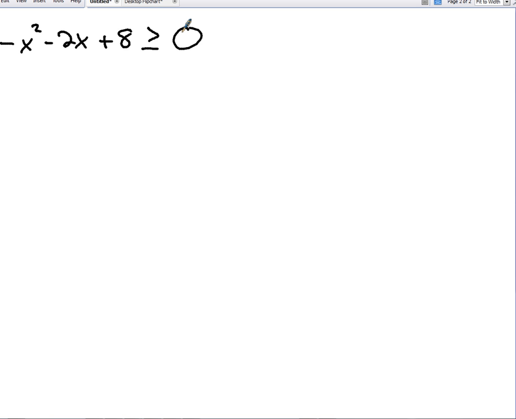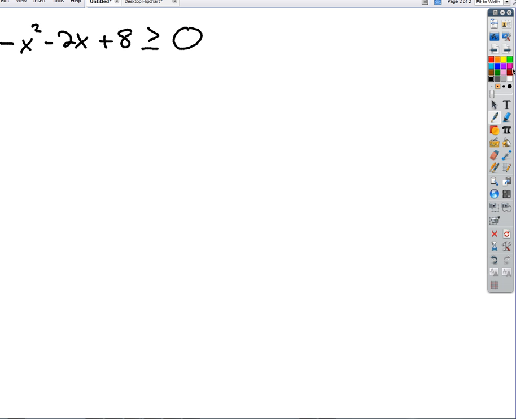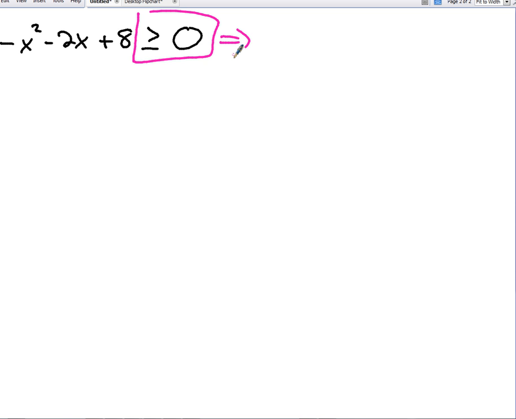Okay, what about that one? Okay, if we want to solve this right now, I just want to know when is the parabola -x squared minus 2x plus 8 greater than or equal to 0? What does that mean in terms of my graph? What does that translate to on the xy plane? I want y values that are what? Okay, above or on, right?